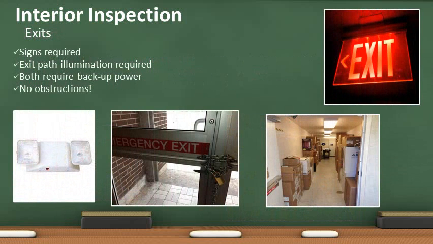All exit paths and doors must be free of all obstructions. Exit signs must be clearly visible from a distance and all bulbs must be working. The exit path is required to be illuminated. Emergency lighting must be capable of illuminating when there is no power. The boxes stored in the exit path and the chains on the exit doors are good examples of violations that need to be corrected immediately.